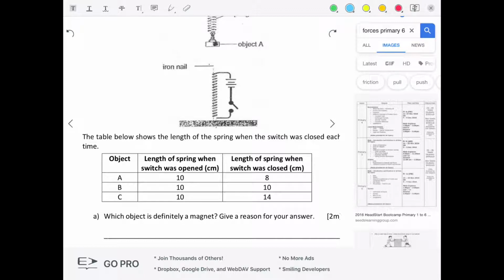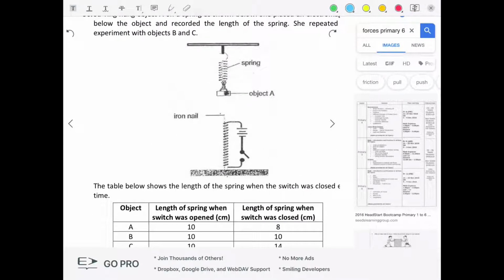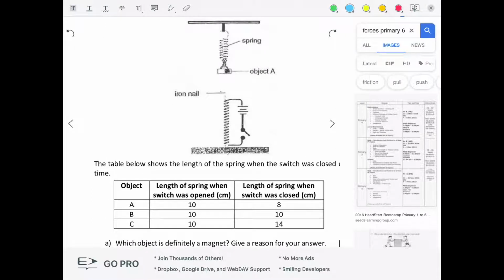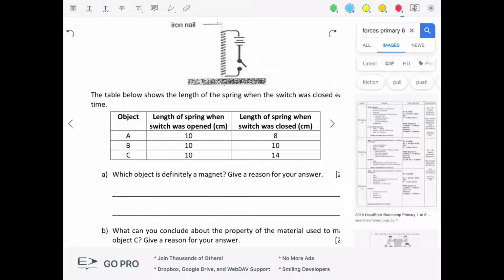You see the length of the spring when the switch was open is 10. Then this one is 8. So this is the length of the spring, and you put the iron nail here. So this object actually extended. If it extends, that means it attracts. It's 14, an extension, so it's attract. But if it's 8, what does it mean? It went backwards, so it's a repel. So A is a magnet.